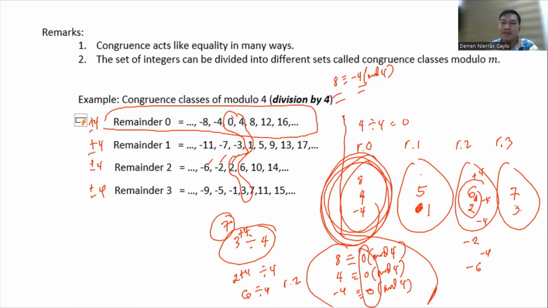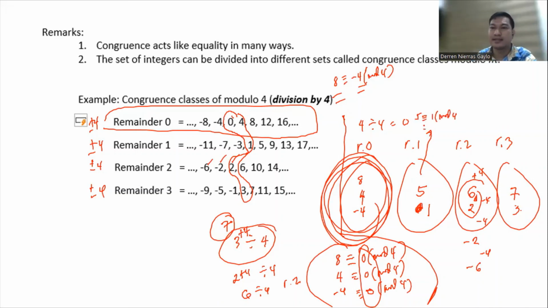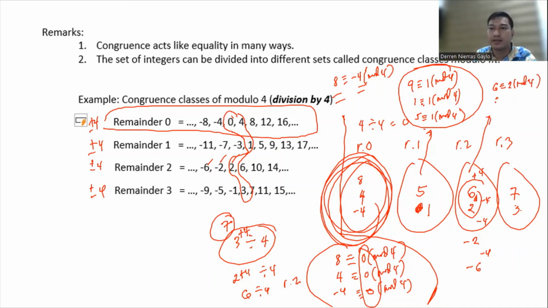So same here, you can write this as 5 is congruent to 1 modulo 4. Or you can write it as 1 is congruent to 1 modulo 4. Or you can have 9 is congruent to 1 modulo 4. And so on. Here's a remainder 2, you can write 6 is congruent to 2 modulo 4. Or you can write 2 is congruent to 2 modulo 4. And so on, no?